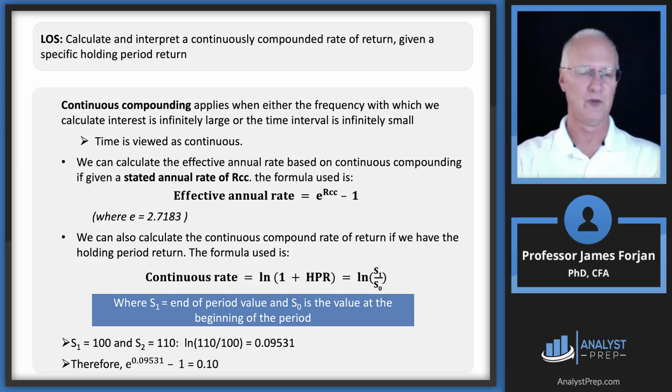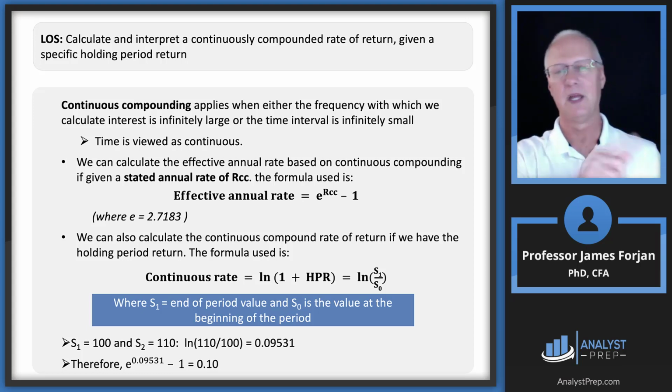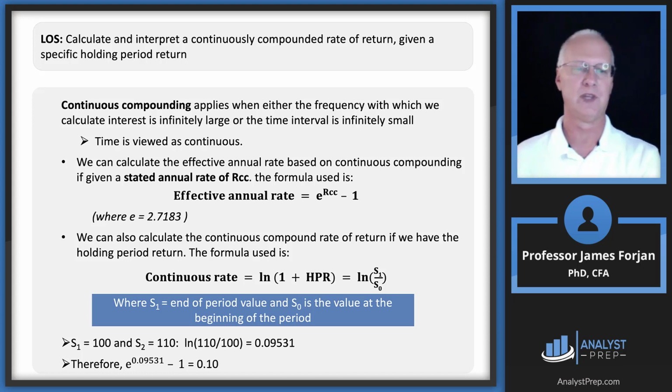So all we need to do is put 0.9531 in the calculator, hit the e to the x button, subtract 1, and there's the 10%. All right, so that math example ought to give you a good introduction to what we're doing above. Continuous compounding, time is viewed as continuous. So there's the effective annual rate, e to the x minus 1. That's what we just did down at the bottom.